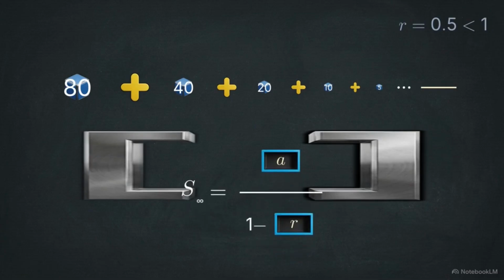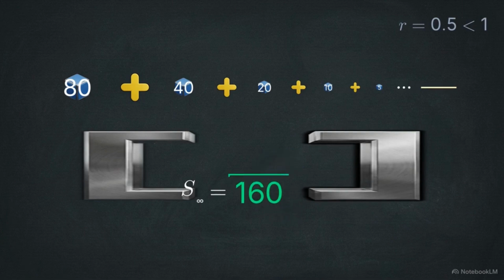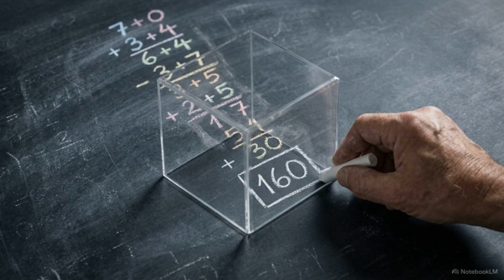This is the sum to infinity formula. We place our first term, 80, in the numerator. In the denominator, we subtract our ratio of 0.5 from 1. 1 minus 0.5 gives us 0.5. When we divide 80 by 0.5, we get a final sum of 160. Once the condition for convergence is met, an endless string of additions is reduced to a single predictable number.